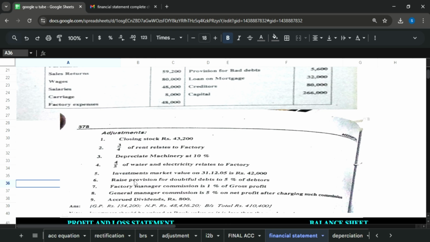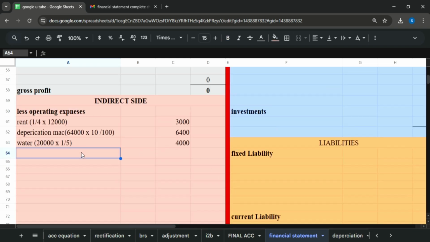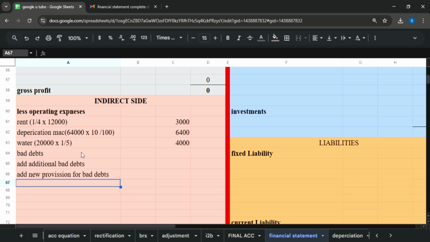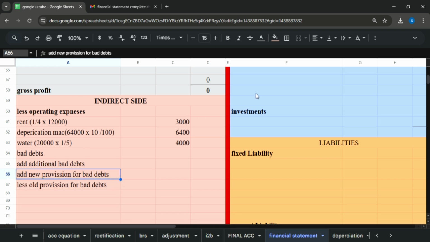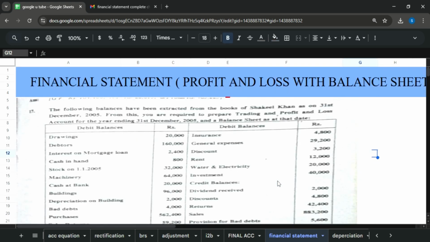Alright guys, now number 6, raise provision for doubtful debts 5% on debtors. For that purpose we will go to operating expenses. There you will write bad debts as first step, then you will add additional bad debts, then you will add new provision for bad debts, and then you will subtract old provision for bad debts. These are 4 elements related to bad debt adjustment, but the first effect would be on the current asset side. Here you will see how much sundry debtors are. We will search the trial balance for sundry debtors.